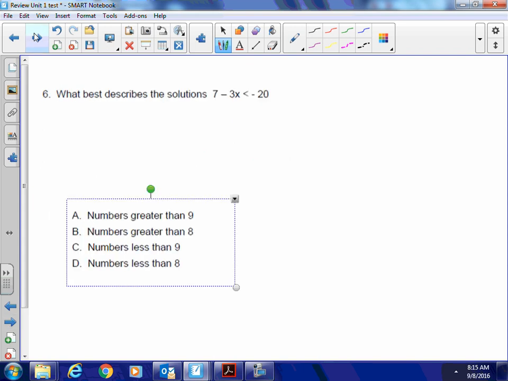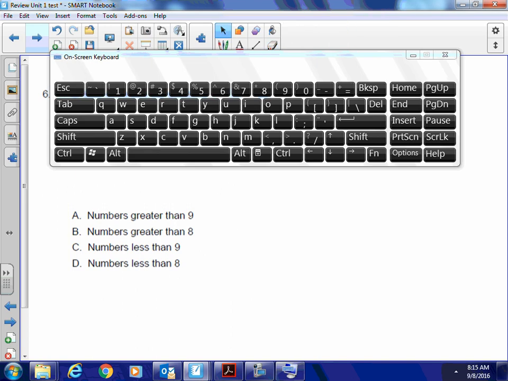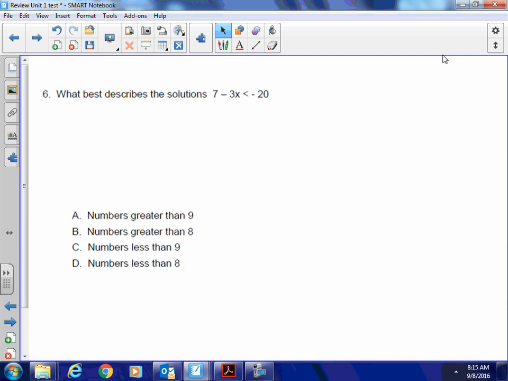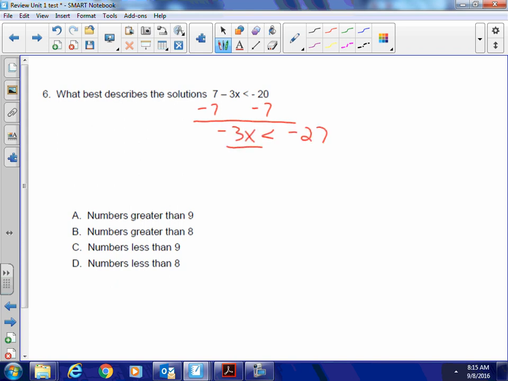Number 6, what best describes this? Well, let's simplify and see. And you've got to be careful. I will get my constants to one side, subtract 7 from both sides. We've got minus 3x is less than minus 27. Now let's divide both sides by negative 3. But remember, when you divide by a negative, you must flip your symbol. And we've got x is greater than positive 9. And the one choice that says that is A.